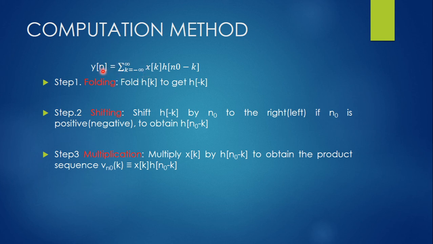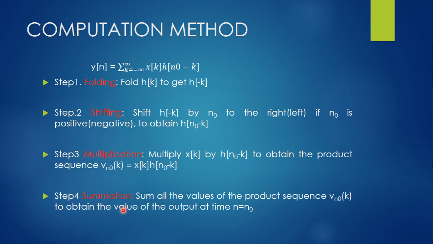So at n equals 1, y[1], here it will be 1. At n equals 2, here it will be 2. When it is minus 1, here it is minus 1. Here it is minus 2, it is minus 2. In the last step, you sum up all the values of the product sequence to obtain the value at n equals n0. To obtain the value at n equals 1, at n equals 2, n equals 3. Similarly, n equals minus 1, minus 2, until you get the 0 values.